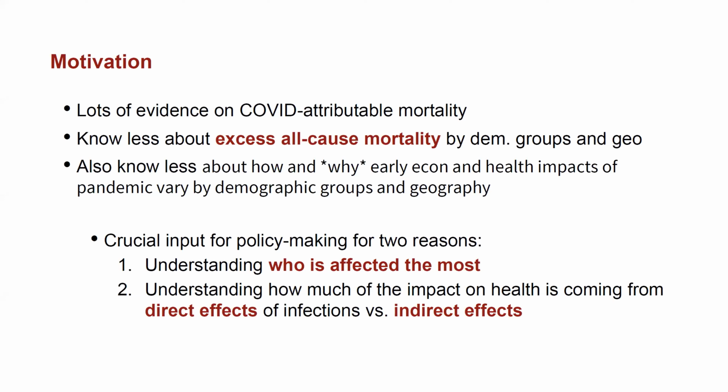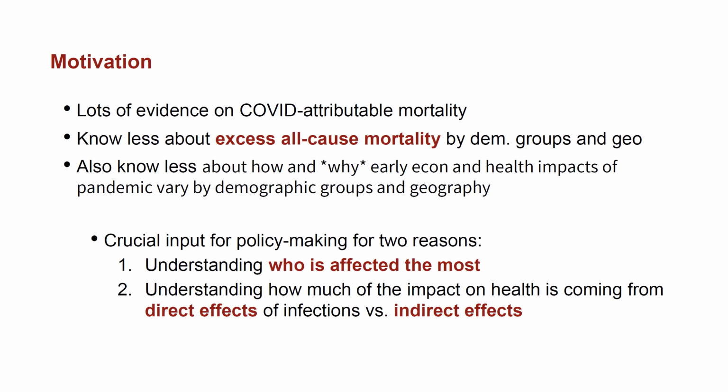The other 2 parallel discussions that were happening and seem to not be truly connected is that we were observing people either talking about mortality impacts of the pandemic or economic impacts, but not both at the same time. And as a result, we feel like we know less about how and especially why the early economic and health impacts of the pandemic varied by demographic groups and geographically. So we will be interested eventually in trying to understand why. In this particular talk, I will talk more about how. So we're going to document some facts, and then hope again to open the discussion of trying to understand why there was this geographic and demographic variation in both the economic and health impacts of the pandemic.